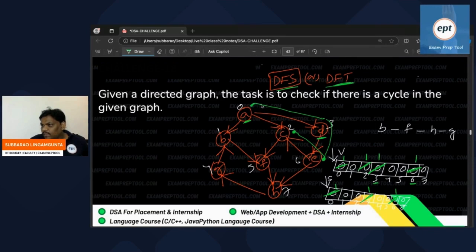The total green path is there in the stack. I think C also. C means 2, 2 is also there in the stack. Those people in the stack, once they are available in the stack, please be careful.